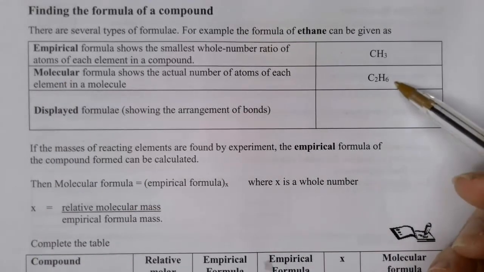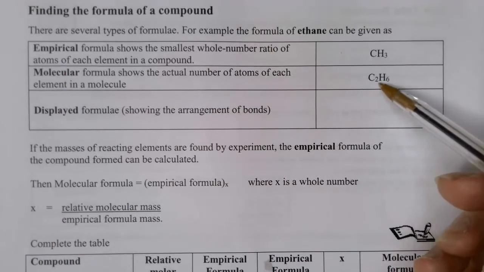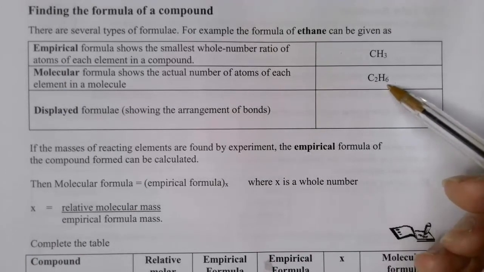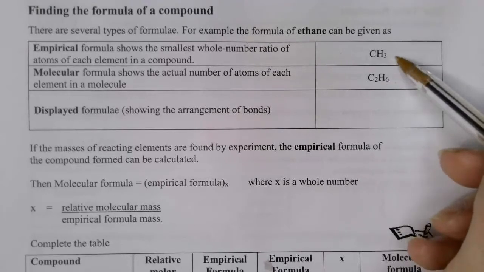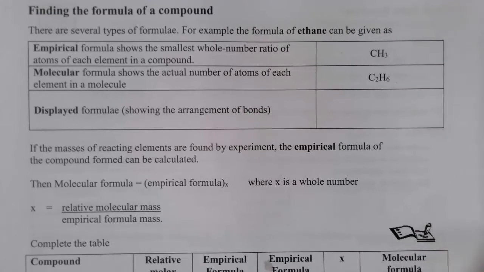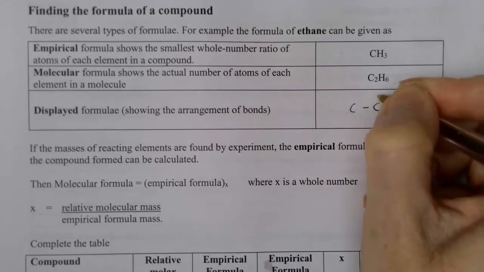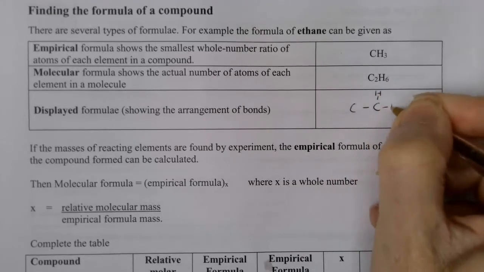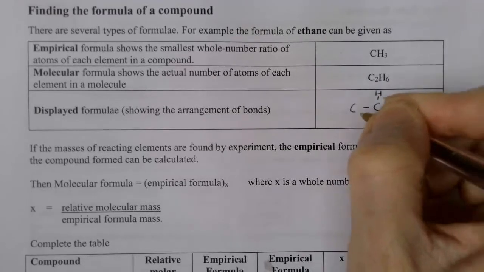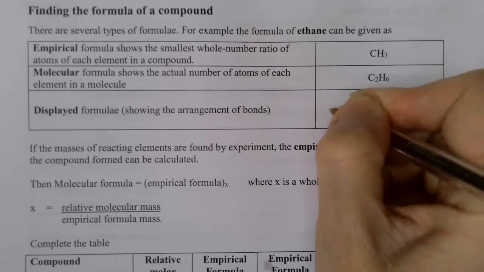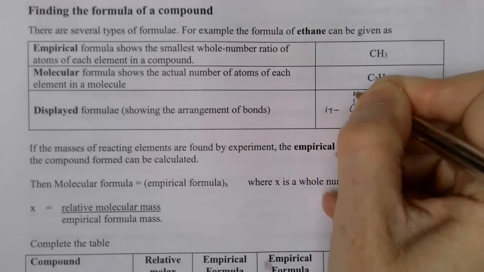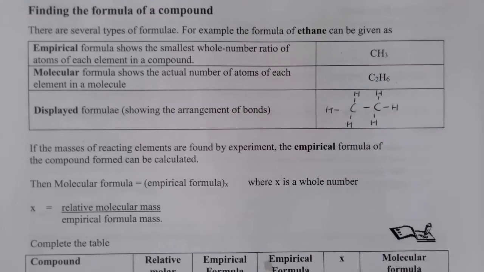So you can see here my molecular formula, C2H6. Well, both of those numbers can be divided by 2 to get back to my empirical formula CH3. Lastly, the displayed formula gives me the structure of my molecule with lines representing the covalent bonds. So that would be the displayed formula of ethane.